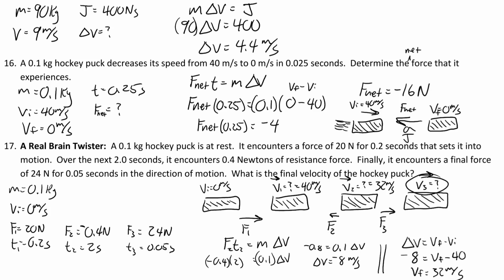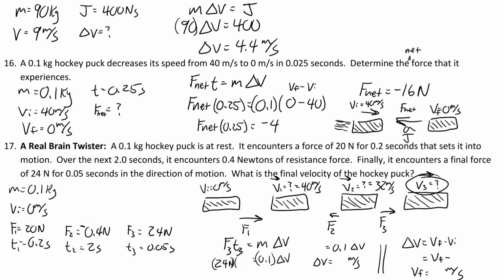And then you could do it for the final step. You just do it one more time. Now it's F3, T3 for the third force. This is positive 24 newtons. Now we're sure of it because it's definitely still going to the right. We were at 40 and I wasn't sure. Remember it said it encounters 0.4. Okay, it finally encounters a force of 24 newtons in the direction of its motion.